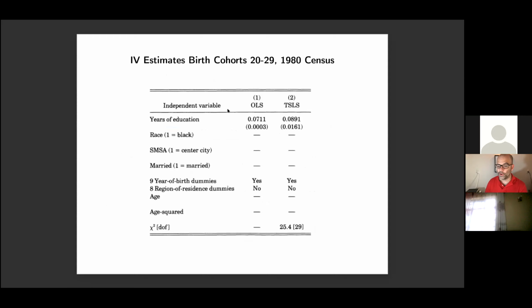All right. So they're going to estimate a very simple IV model without a lot of controls. Log earnings regressed onto years of schooling gives 0.07 using OLS. This means, under OLS interpretation, every year of schooling is associated with a 7.1% increase in earnings. Okay.